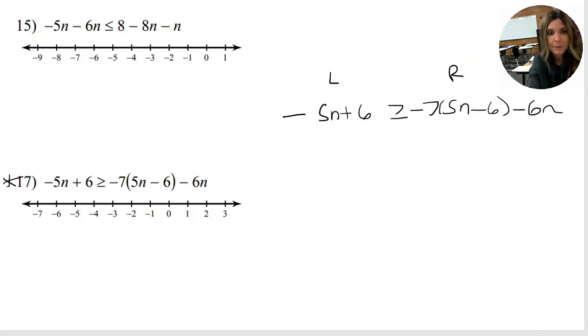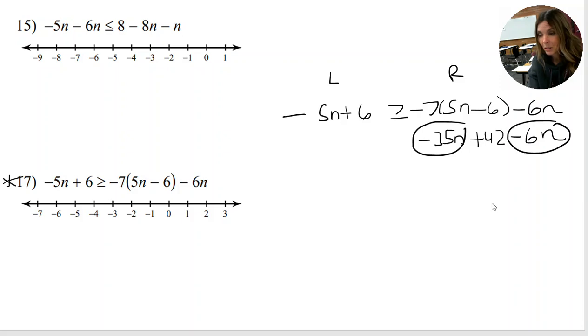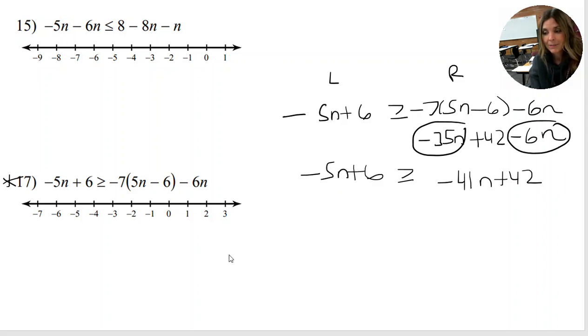There's nothing to simplify on my left side, which means I'm going to move to simplifying my right side. So negative 7 times 5n is negative 35n. Negative 7 times negative 6 is a positive 42. Then we still have a negative 6n, and we're not done simplifying yet. We're now going to combine these like terms. So that gives me a negative 41n plus 42 on my right side, and I have a negative 5n plus 6 on my left side.